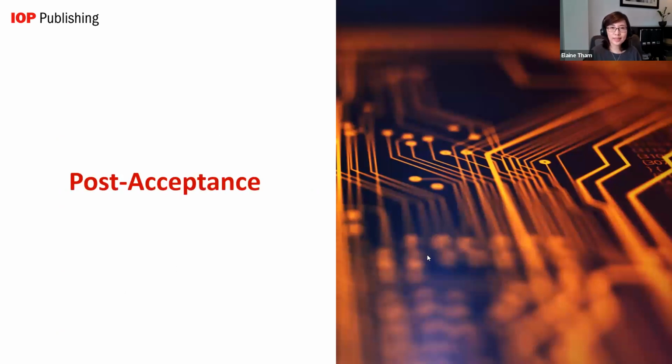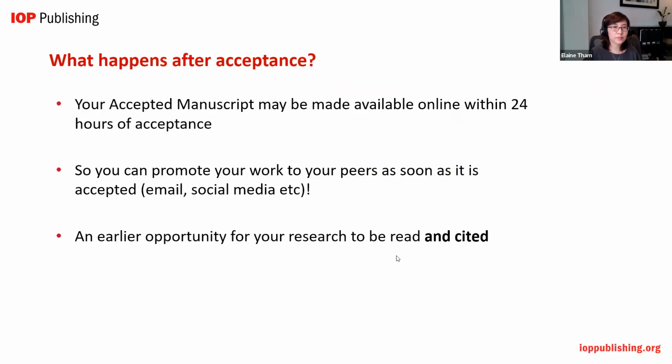Now we're almost at the end of my presentation, so stay with me just a few minutes longer. The next part is the post-acceptance phase. After your paper has been accepted, the accepted manuscript will be made available on our website and the journal homepage within 24 hours and published with a DOI number, so you can start promoting it immediately and it can be widely read and cited at that point.